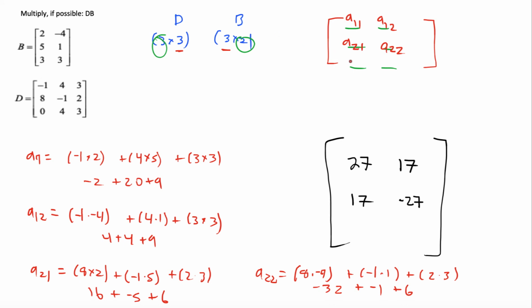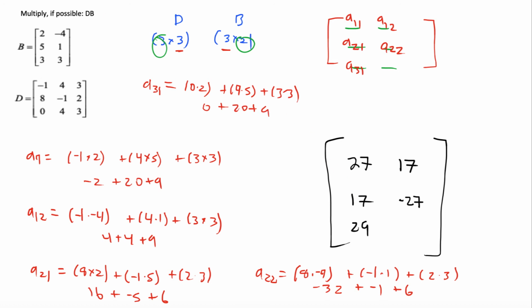So we need A31, which would be the third row of D and the first column of B. I'm running out of space, so let's do it up here. A31: the third row of D and the first column of B. So 0 times 2, 4 times 5, 3 times 3. So 0 plus 20 plus 9 gives us 29 here.